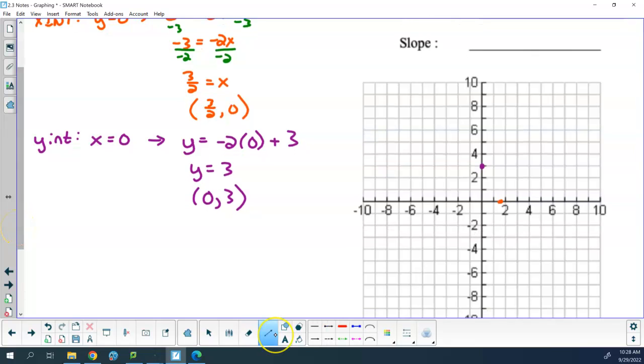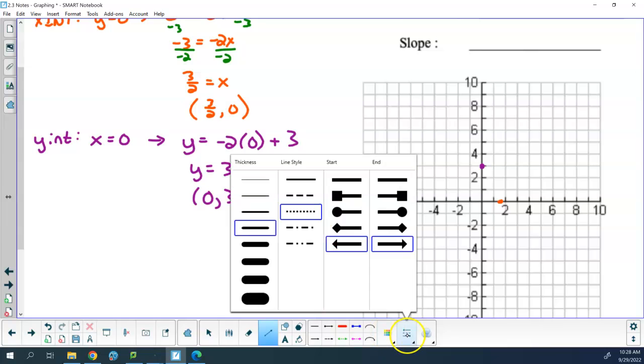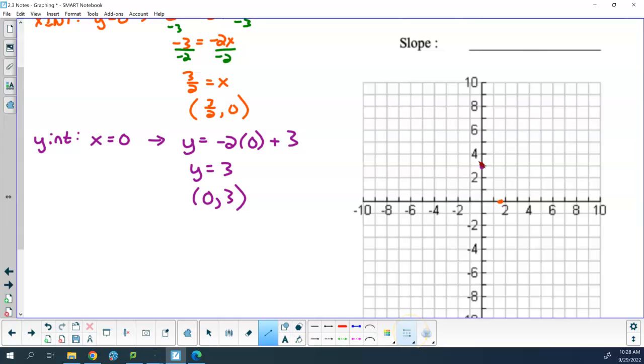Then you can draw your line. Again, going all the way across.